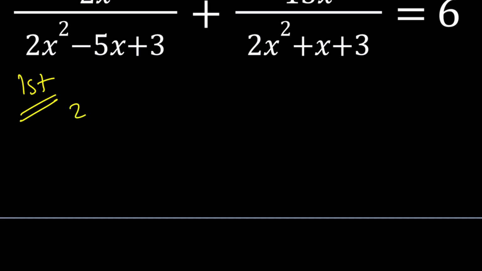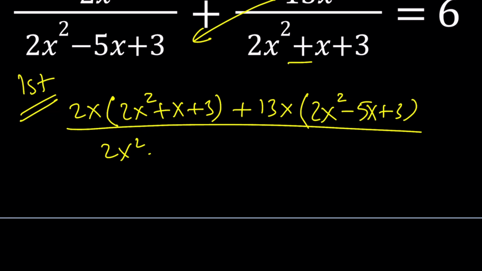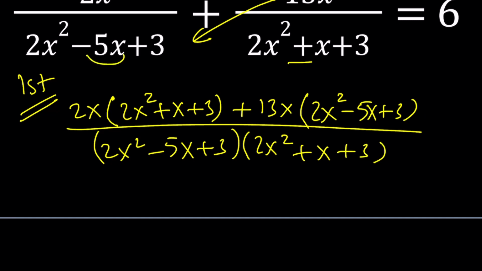Let's go ahead and crisscross applesauce: multiply the 2x by 2x squared plus x plus 3, and multiply the 13x by 2x squared minus 5x plus 3, and then all of that is divided by the product of the denominators, right? Obviously, another method to find a common denominator could be factoring each of these denominators and seeing if they have a common factor. But even though this expression is factorable, this one probably isn't. I haven't checked it, but it looks like it's not factorable. Anyways, that's just another approach when applicable.